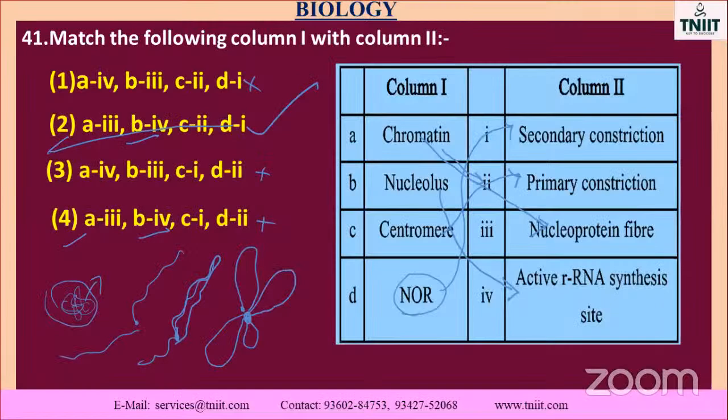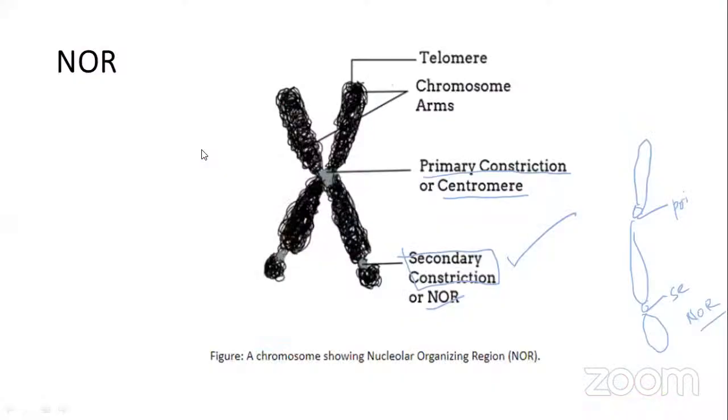Don't forget this one. Chromatin is nothing but the fiber, chromatin fiber only, nucleoprotein fiber. See, this one is correct: nucleoprotein fiber. A is 3. And the B is called the nucleolus. The nucleolus is nothing but the active RNA synthesis site. Inside the nucleus is the nucleolus. So this is the correct answer.